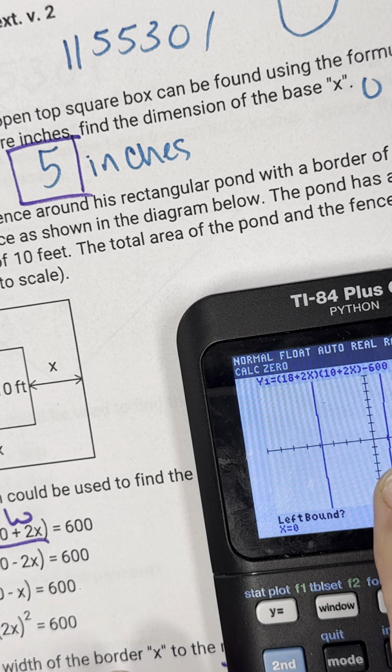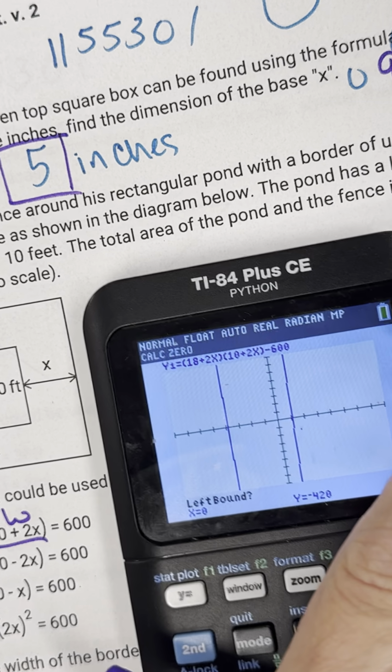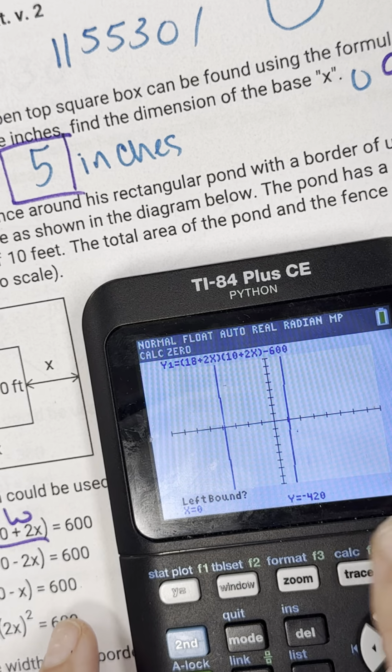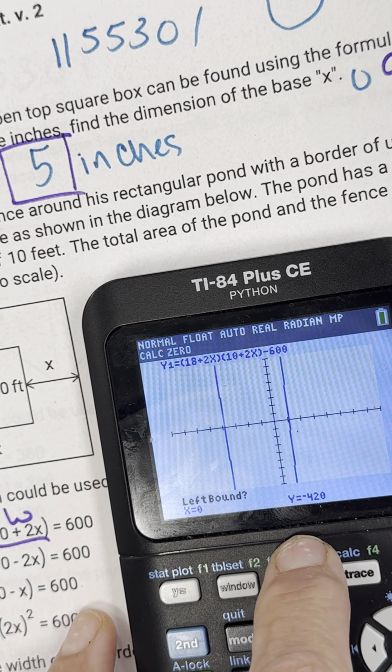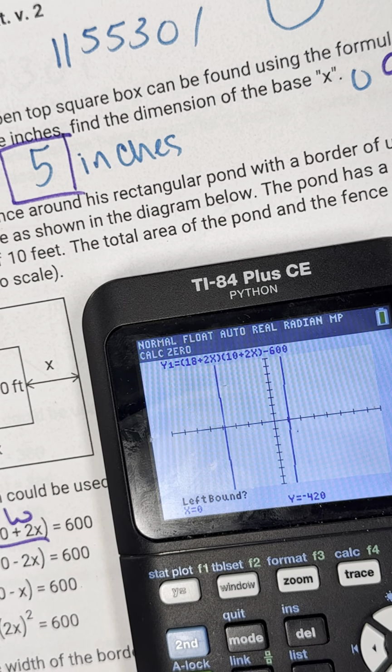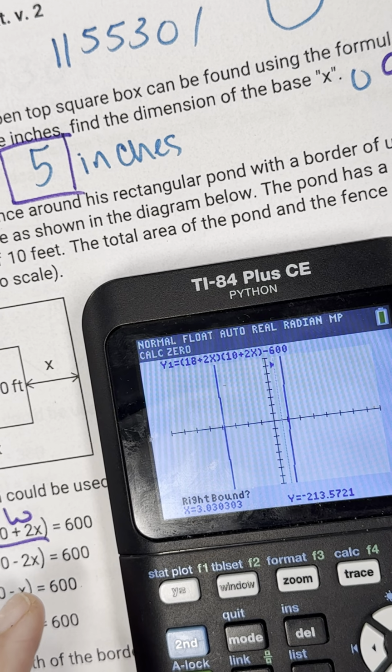Second method: second calc, zero, number 2. I'm looking for this point on the right side. So I'm going to go left and right. Now I'm at 0 and negative 420. So I'm way down here, which is still left of that point. I'm going to go over right just a little bit so that you can see my line. So I'm going to press enter.